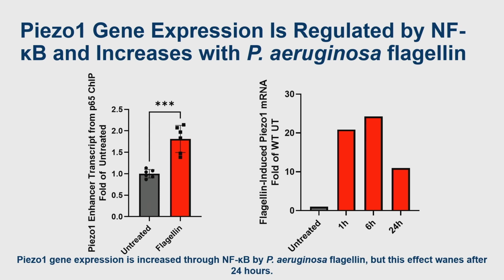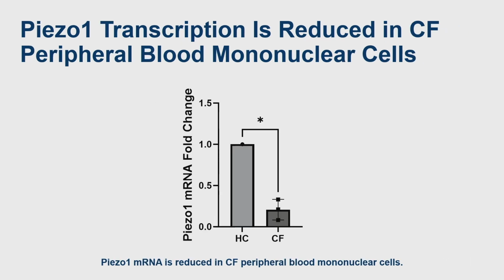This effect increases the most between 1 to 6 hours and actually starts to wane after 24 hours, which makes us wonder if in the more chronic infection, we actually see reduced piezo-1 expression. And so these data made us interested to see, well, how is piezo-1 expressed in people with cystic fibrosis? And we were able, from our biobank, to get a couple samples of peripheral blood mononuclear cells from people with cystic fibrosis who were getting worked up for transplant. And we found that there was reduced piezo-1 mRNA expression compared to a healthy control.